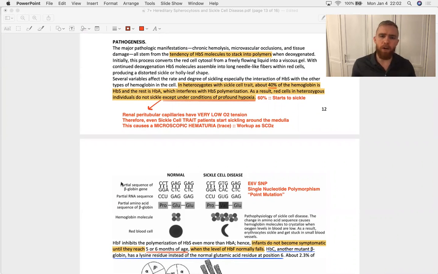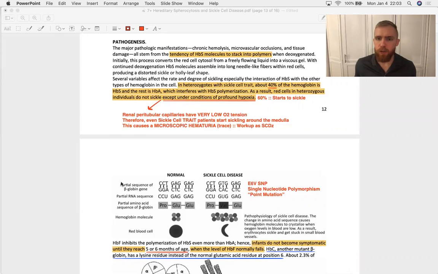Now, heterozygotes with sickle cell trait, why don't they get these vaso-occlusive crises? It's because they just don't have enough mutated hemoglobin in their red cells to promote sickling. At about 60% mutated hemoglobin concentration, red blood cells start to sickle. And the SDL says that in heterozygotes, only about 40% of the hemoglobin in a red blood cell is sickled, and the rest is normal hemoglobin A. So it's just a numbers game, a concentration game there.